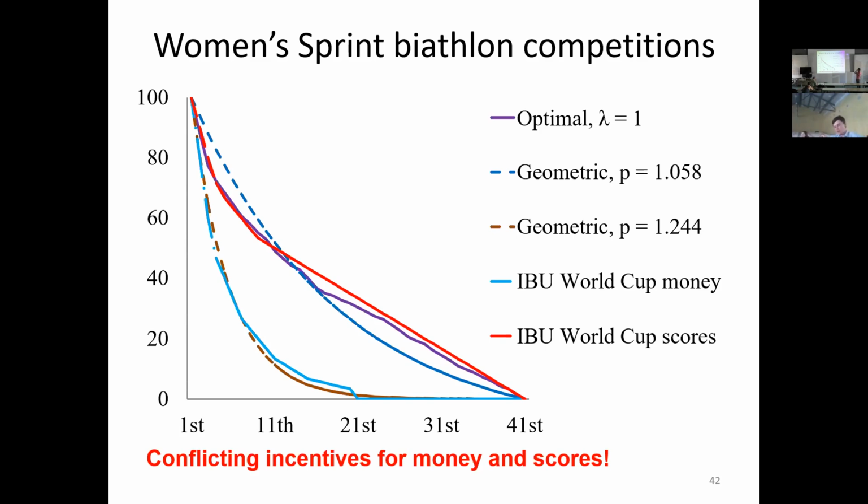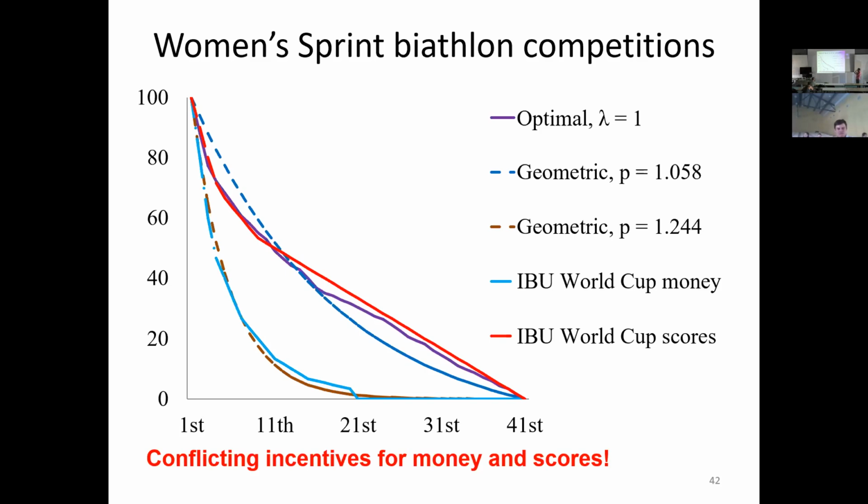So the red line is the real scores that they use, and the light blue line below is the money that they use. So what is the difference between money and scores? Scores you collect during the season, and then the scores are summed up, and we know who is the overall champion during the season. But money you collect directly to your pocket after each individual competition. And so here we see some conflicting incentives for money and scores for the competitors, because if you fight for the scores, the red line, you must be very consistent. And if you fight for money, it is a much more convex vector. So you must sometimes show exceptional performance in some races, and you must be more risky to collect more money.